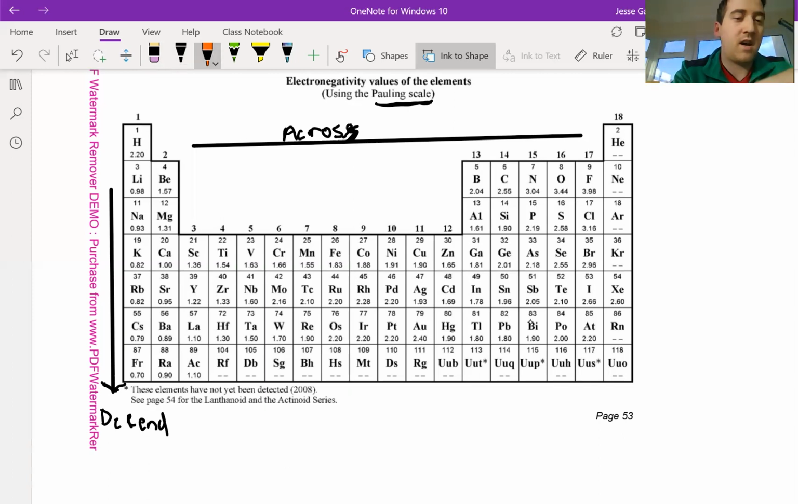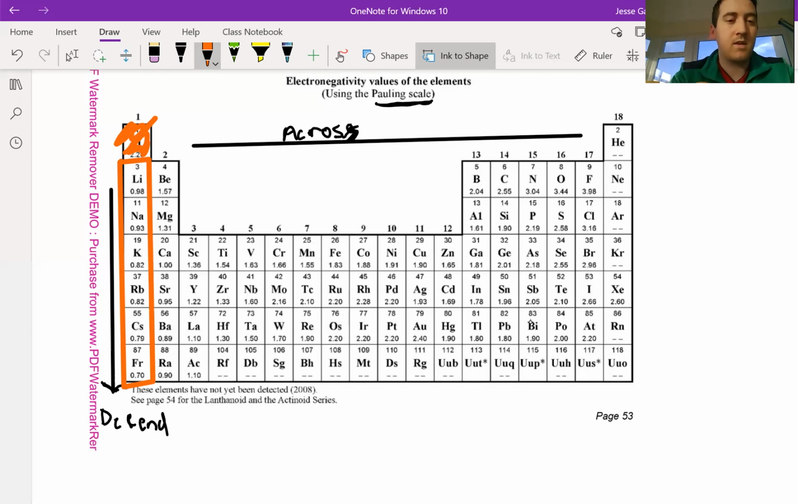So as we descend the group, let's take a look. It's always good to start with group 1 and ignore hydrogen, because hydrogen doesn't really belong to group 1. All the others are going to follow a similar trend, but group 1 is a good place to start. Let's see what happens. Lithium is 0.98. Let's go to the bottom. Francium is 0.7.